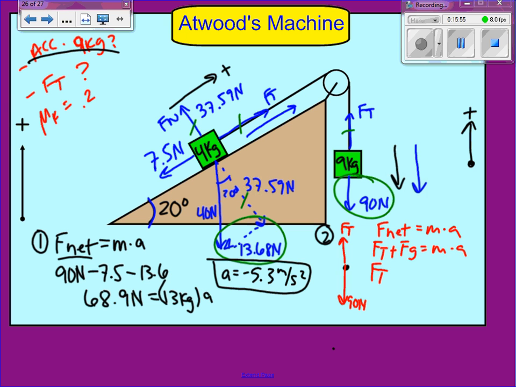My tension is what I'm solving for. Plus, my force gravity is the 90, but it's got to be negative 90, because 90 is pointing down. That's equal to the mass, which is 9 kilograms, times the acceleration of negative 5.3 meters per second squared. If I clean that up a little bit, force tension minus 90 equals 9 times negative 5.3. That's going to be negative 47.7. Add 90 to both sides. And my force tension, which I'm going to write up here because I ran out of space, is 42.3 newtons.